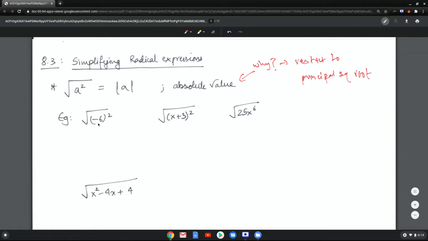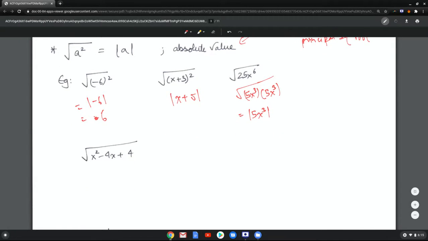Okay, example. The square root of negative 6 squared is going to be the absolute value of negative 6, which is positive 6. This is going to be the absolute value of x plus 5. This is, well, let's rewrite this as 5x cubed times 5x cubed, which becomes the absolute value of 5x cubed. This is x minus 2 squared. When you factor it, that becomes the absolute value of x minus 2.